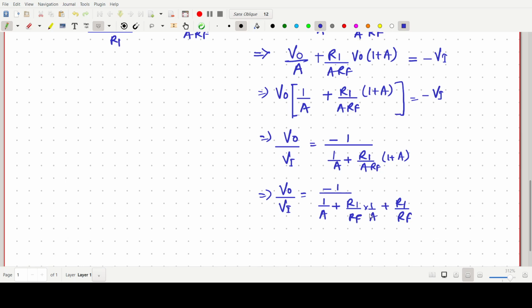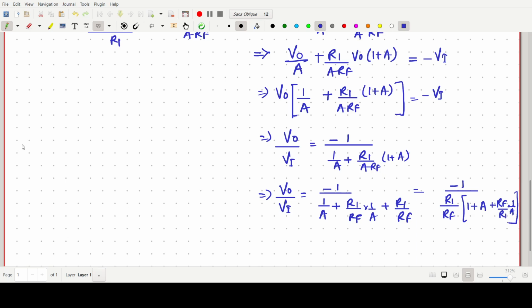R1 by Rf into R1 by Rf into 1 by A. Okay, now what I am doing, minus 1 if we take common, and if we take minus R1 by Rf common, one can write 1 plus A plus, what we can write, Rf by R1. Okay, in this one, Rf by R1 into 1 by A.